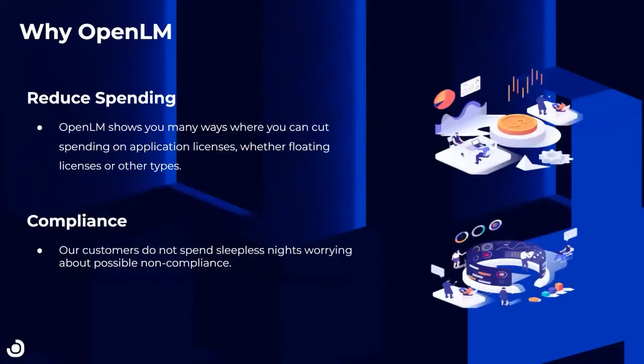The next is reduce spending, or optimization. OpenLM has a variety of reports to offer and widgets which indicate the health of your licenses and show how many ways you can reduce spending on application licenses, whether they are floating or any other type of licensing model.